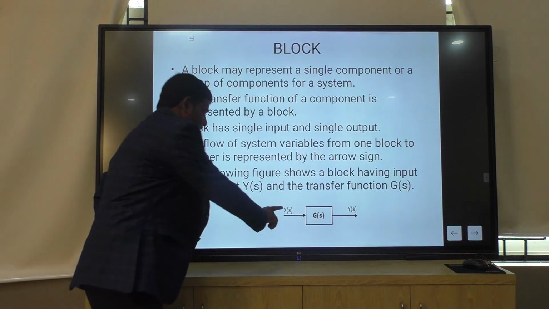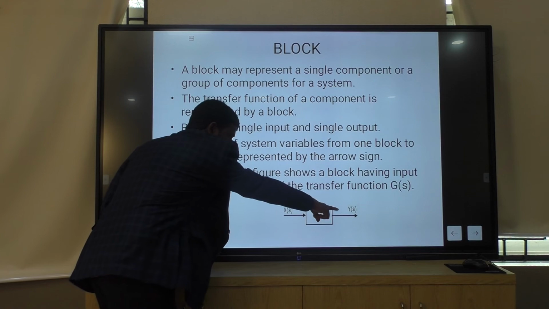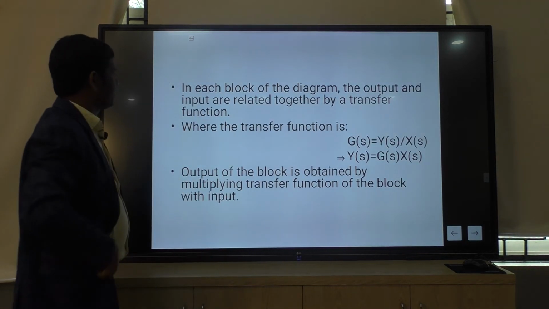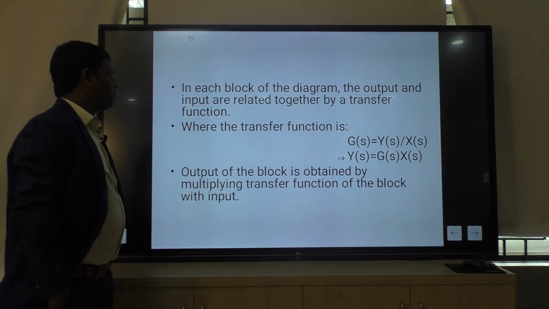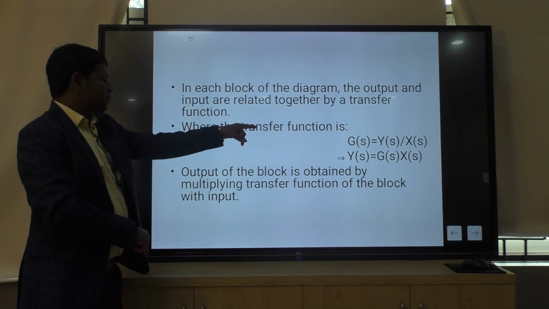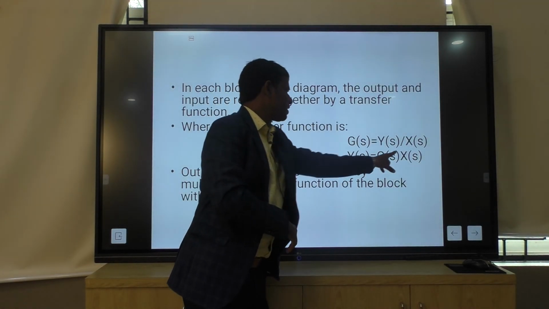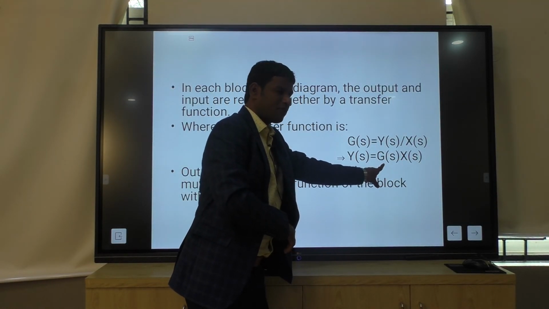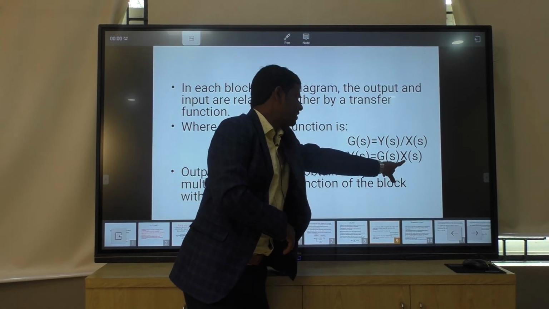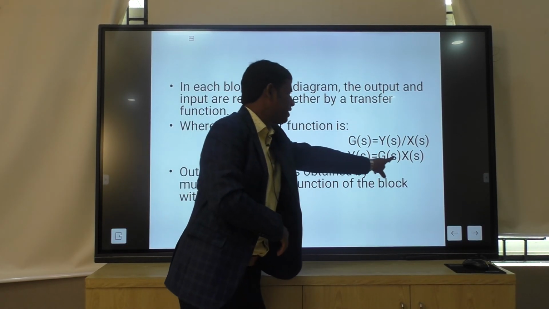You remember, the input signal X(s) into the block transfer function value is equal to the output signal. X(s) into G(s) is equal to Y(s). So in each block of a diagram, the output and input are related by a transfer function, where the transfer function is given by G(s) equals Y(s) by X(s), or Y(s) is equal to G(s) into X(s). G(s) means the block transfer function value, X(s) the input signal. So input signal X(s) into the transfer function value of the block is equal to the output signal, that means Y(s) is equal to G(s) into X(s).